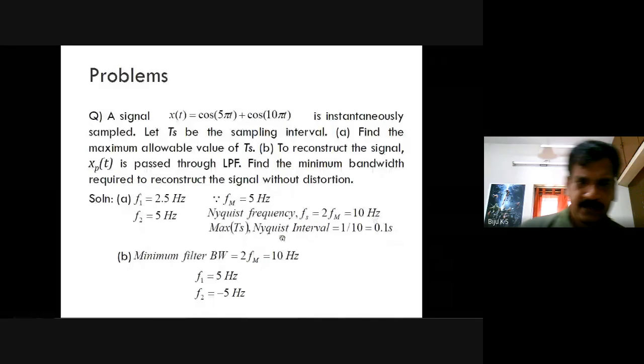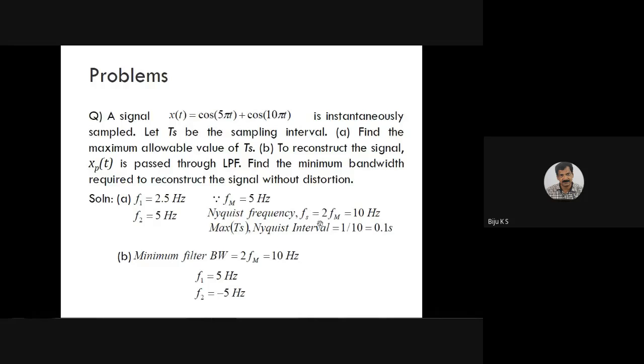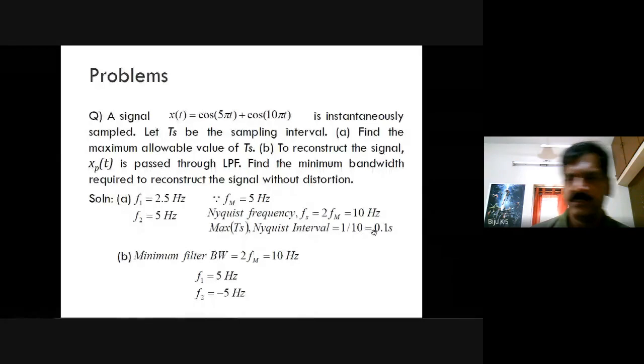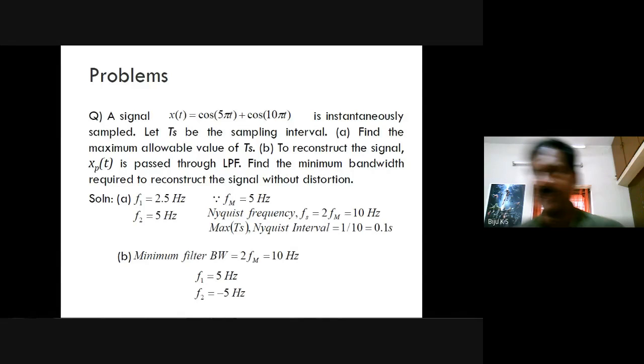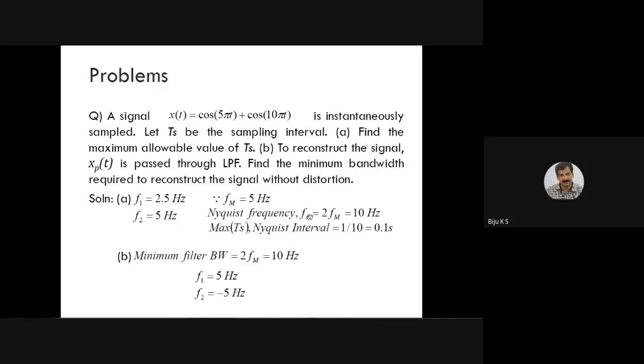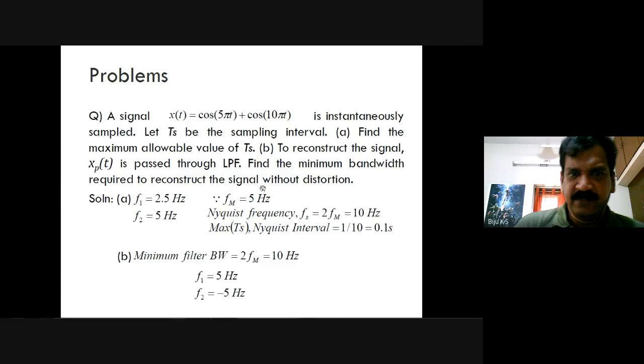And what is the interval? Interval means we have to take 1 by Fs as the interval. 1 by Fs is equal to 1 by 100, which is equal to 0.1 s. So this is the Nyquist interval of this signal. So what is the minimum sampling frequency required without any overlap? So next, what is the minimum bandwidth requirement to reconstruct the signal without distortion?